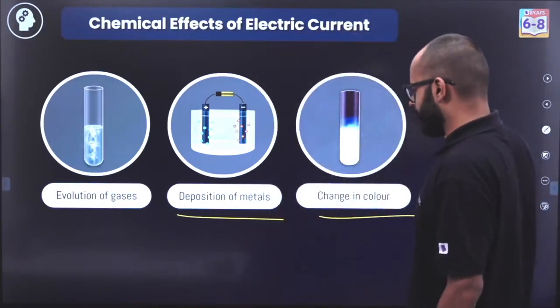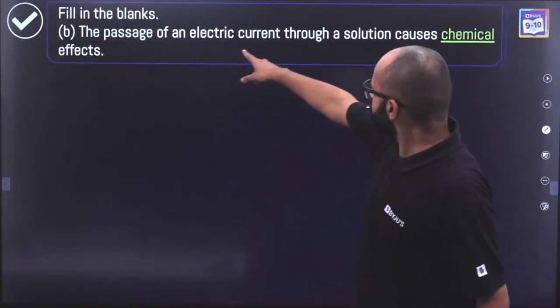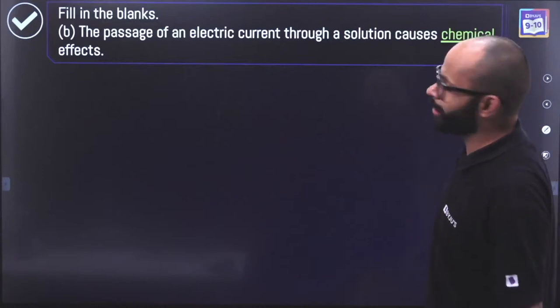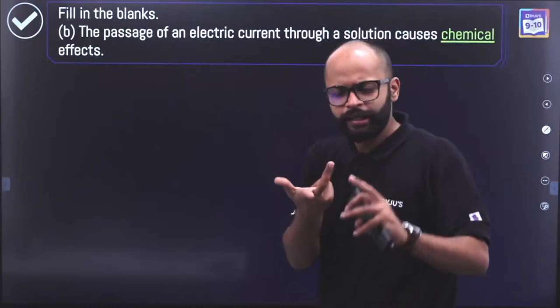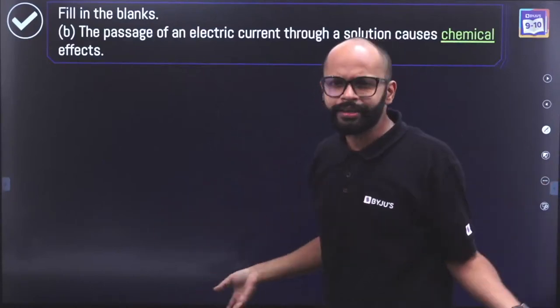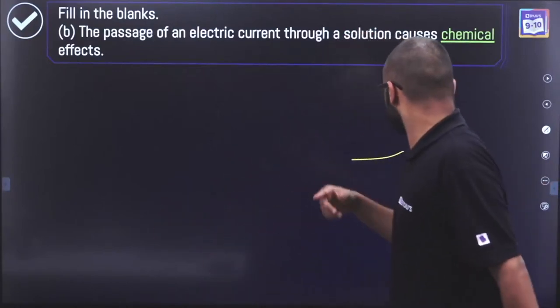All right. Chalo bhai, aage chalte hain. Let's go forward now. The passage of electric current through a solution causes chemical effects. We all learned this. Chemical effect bolte hain. Agar aapka evolution of gas ho jaye, deposition of metal ho jaye, right? So all these things are chemical effects. Alright.